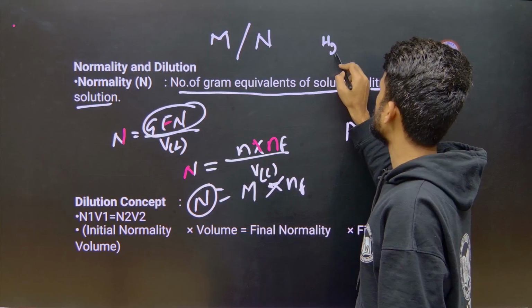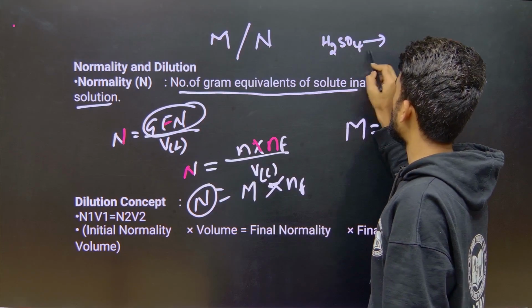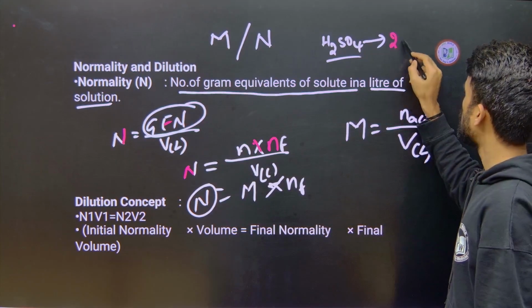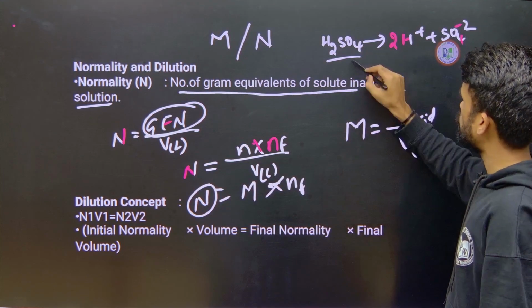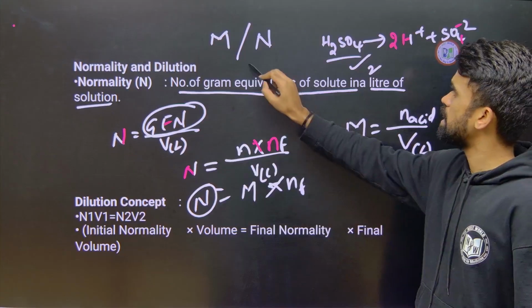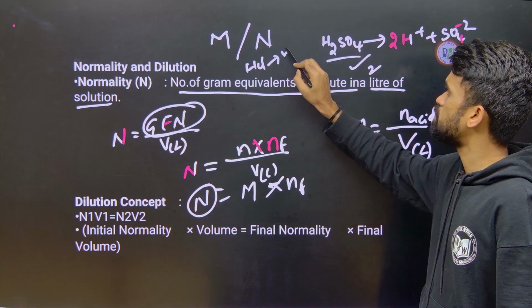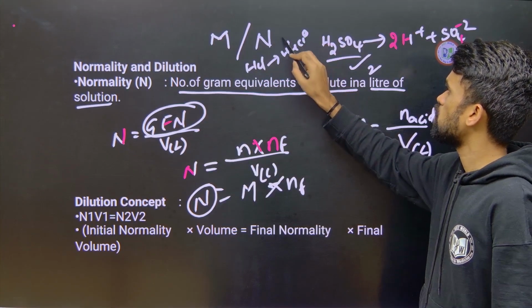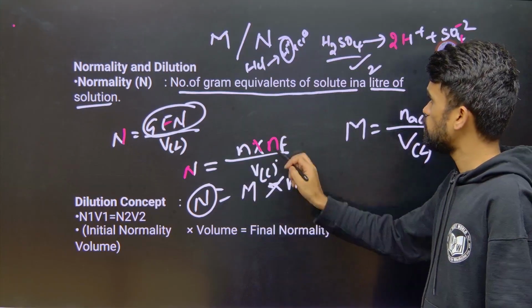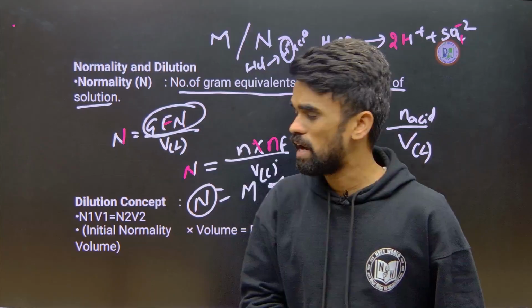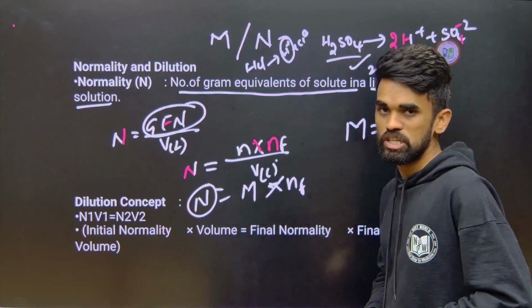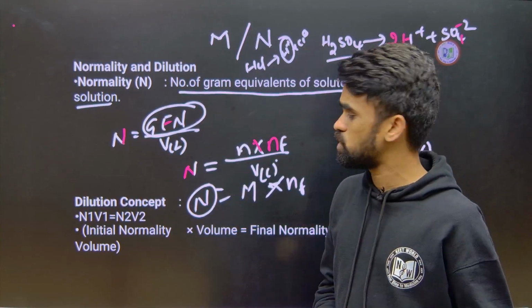A few acids release 2 H plus ions. Sulfuric acid releases 2 H plus ions, right? So I can say the N factor for sulfuric acid is 2, whereas HCl releases only 1 H plus ion and 1 Cl minus. So the N factor for HCl is 1. Hope it is clear how we find the N factor and the normality-molarity relation also. This is a basic idea I just wanted to give you.